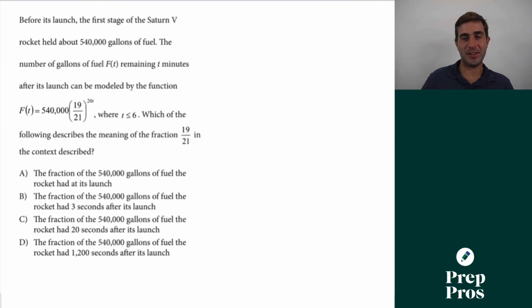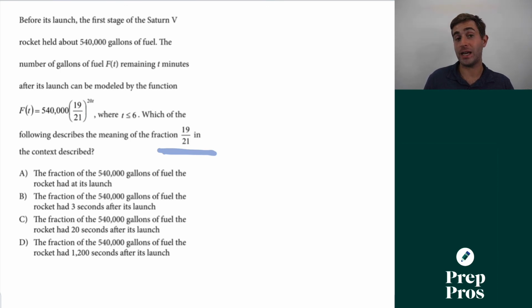Now here is another very difficult of these kind of interpretation questions. Before its launch, the first stage of the Saturn V rocket held about 540,000 gallons of fuel. The number of gallons of fuel f of t remaining t minutes after its launch can be modeled by the function f of t equals 540,000 times 19 over 21 to the 20t. Which of the following describes the meaning of the fraction 19 over 21 in the context described?